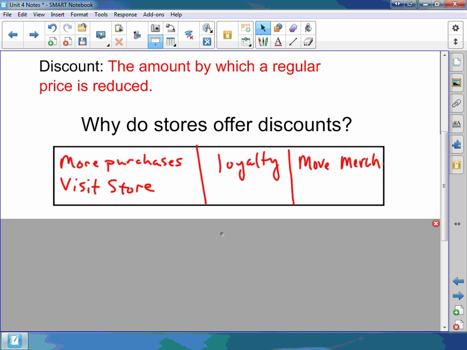Jack. Yeah, absolutely. Got to unload it. Absolutely. It's taking up space in the store.